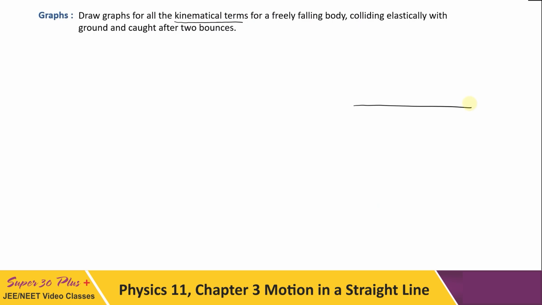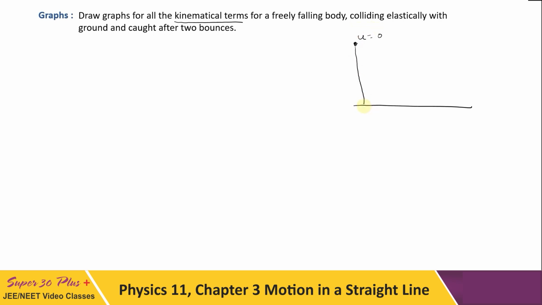So let us consider that it is the freely falling body. What does it mean by a freely falling body? Its initial velocity has to be 0 because it is being dropped. So the initial velocity will be 0. First it will come to the ground and collide with the ground, and it is saying that it is colliding elastically.